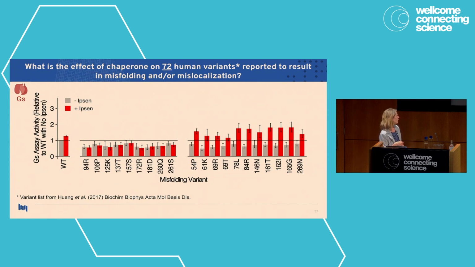Again, we had a list of missense variants from this paper. All told, there were 72 human variants that were reported previously to have a misfolding or mislocalization phenotype. We looked at these in our DMS data to see if they respond to chaperone, and a large panel of them do not have any response to the chaperone therapy, but about 20% of these 72 reported human missense variants do actually have a response to chaperone therapy.